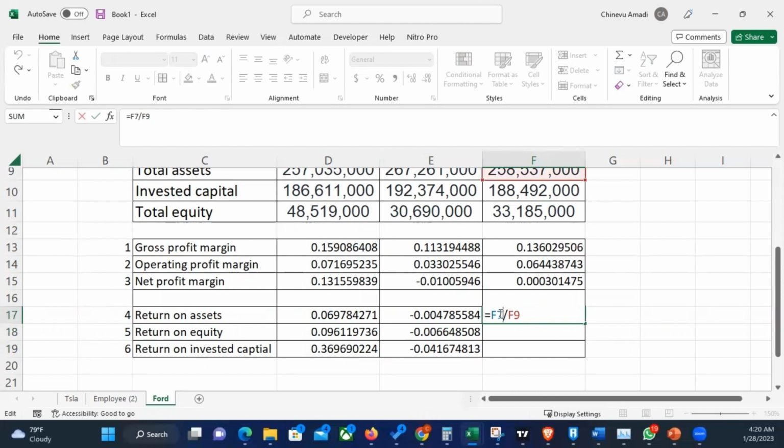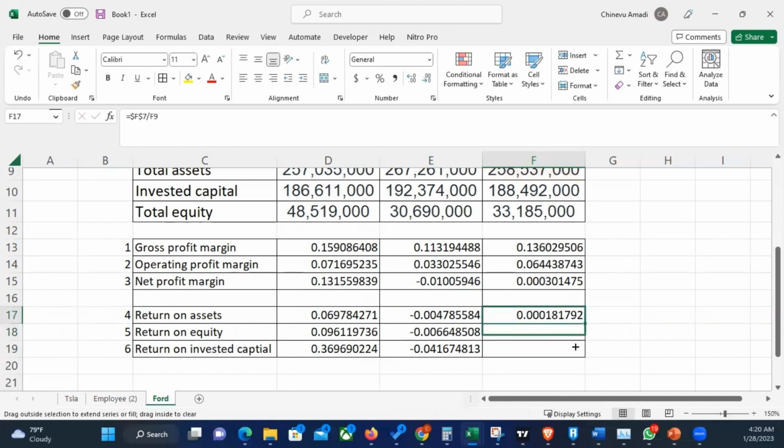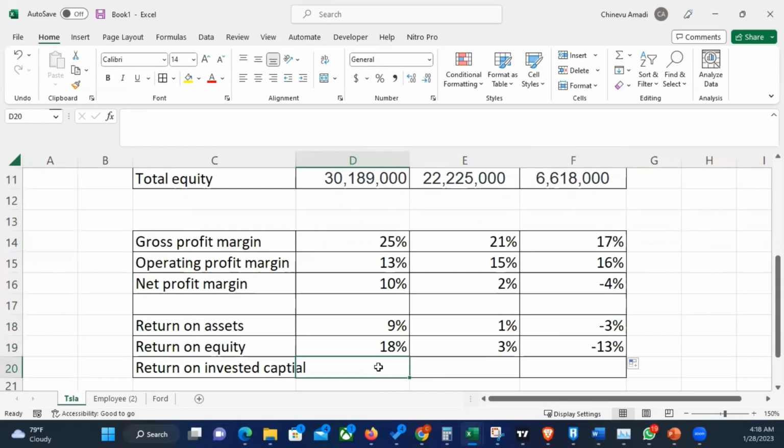Of all the money those people put in, what returns are they getting? You do net income divided by total equity. You can see that from making a loss of 13% on equity invested in 2019, as of 2021 Tesla equity holders were able to get an 18% return on this investment, which is quite impressive.